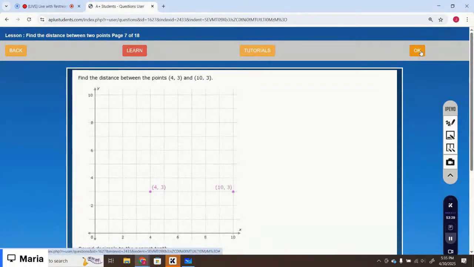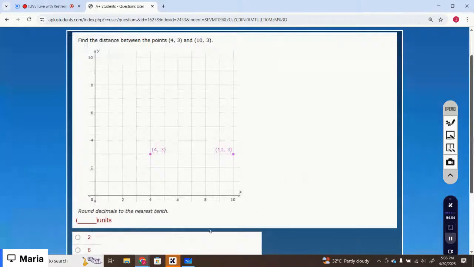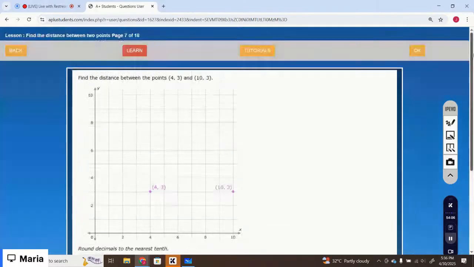Find the distance between the points 4, 3 and 10, 3. So which is the correct option? Correct option is 6 units. Option number 2 is the correct option.